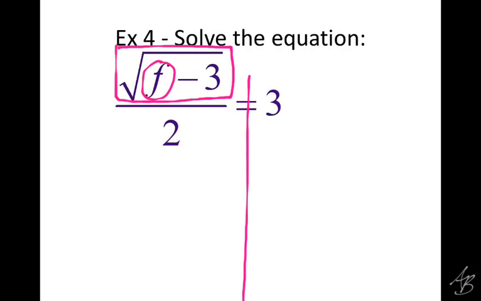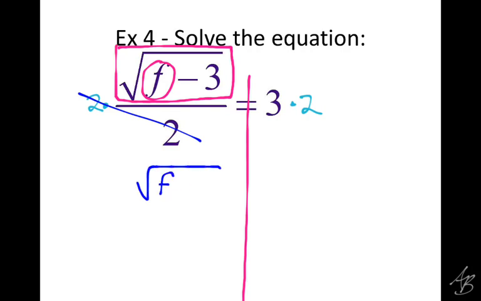That box, again, is a reminder that I need to get that by itself before I can get rid of the square root. So that box, everything that's in that box is going to stay the same until that's the only thing left on that side of the equation. And then I can start getting rid of the square root and the other stuff. So what do I need to get rid of first? The 2. How do I get rid of that 2? Multiply by 2. Multiply by 2 on both sides. 2's on the left side cancel, which leaves what?